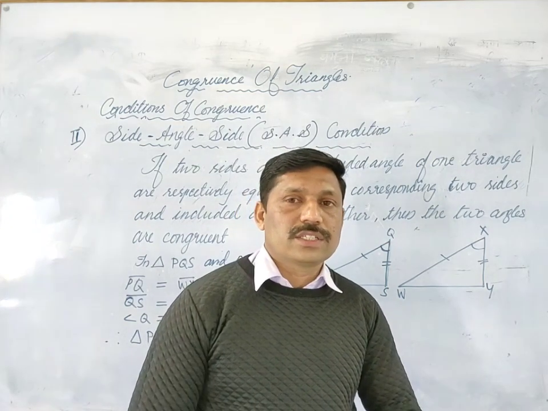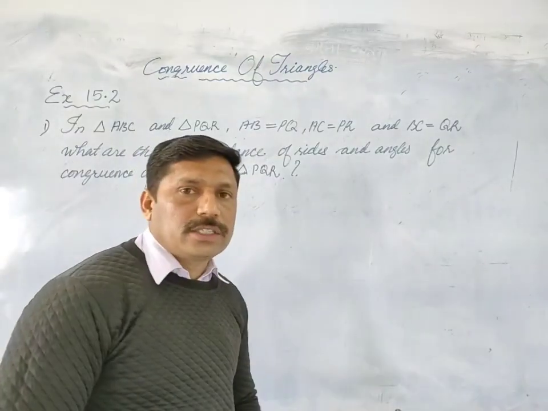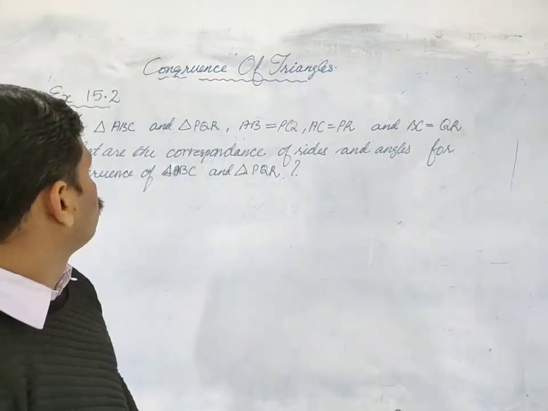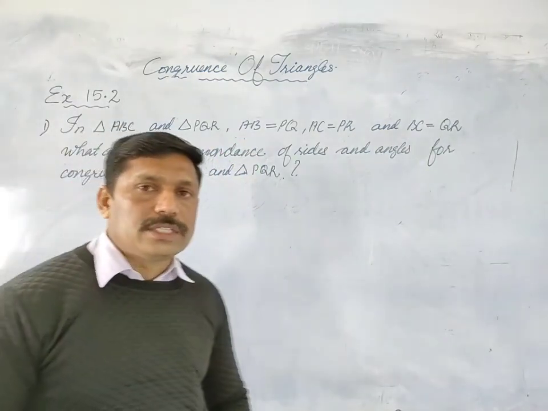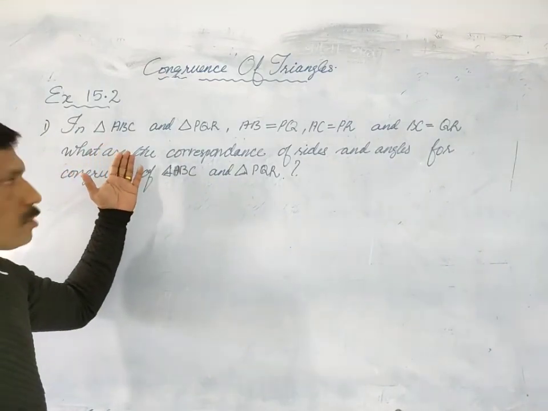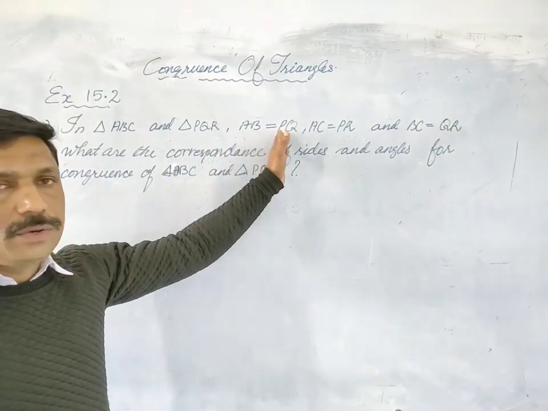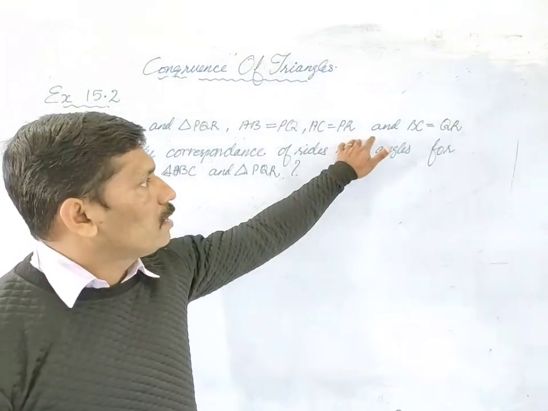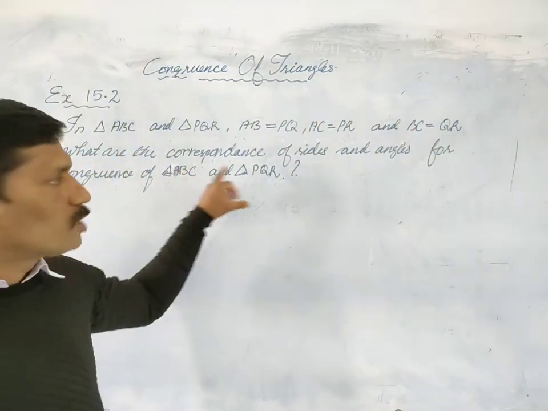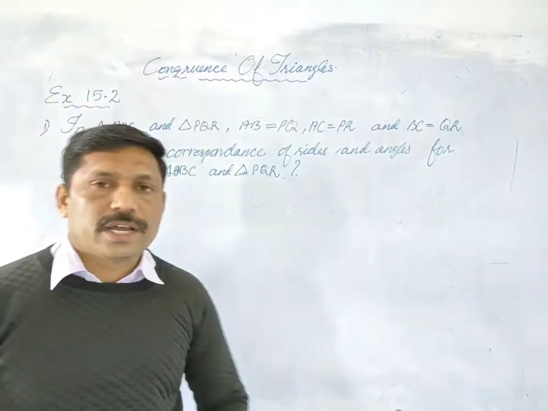Now based on these two conditions, we are going to solve some practical questions, that means exercises. Students, now we discuss the questions of exercise 15.1 and 15.2, based on the congruency of triangles that we have studied. The first question is, in triangle ABC and PQR, AB is equal to PQ, AC is equal to PR, and BC is equal to QR. What are the correspondence of sides and angles for congruence of triangle ABC and triangle PQR?